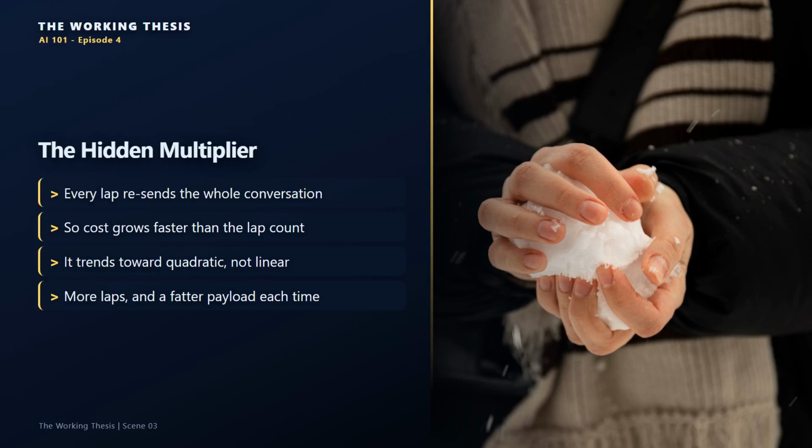Let us talk about that hidden tax. The hidden multiplier in agent architectures is that the conversation transcript grows longer on every single lap. Remember, the brain is stateless. On lap 1, it reads your prompt. On lap 2, it reads your prompt, its previous tool call, and the tool's result. On lap 18, it is reading a massive history of every single mistake it has made so far. Every time you add a lap, you are resending that entire ballooning transcript.